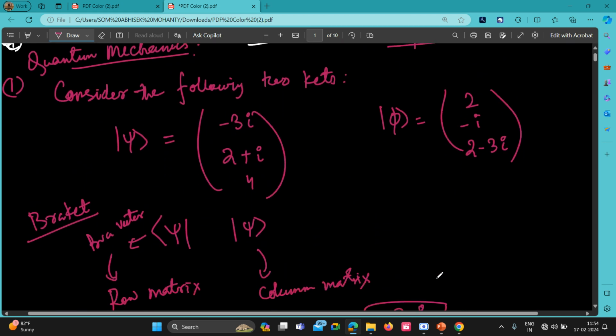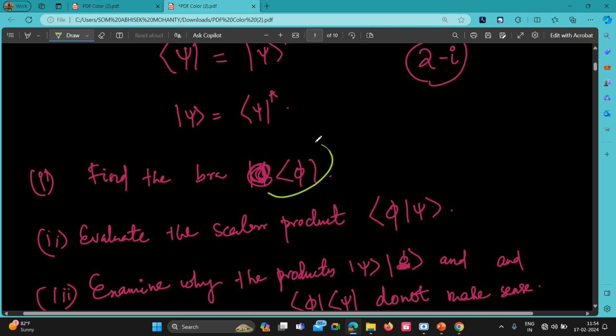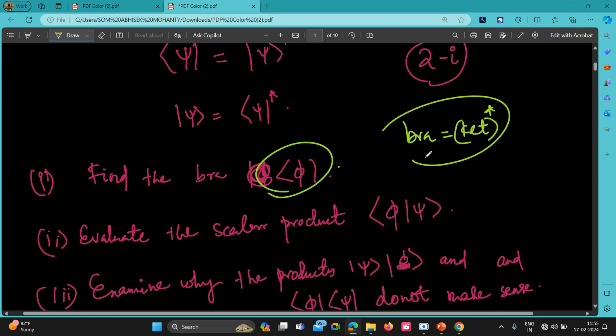Consider the following two kets. So you are given two kets here, right? And you have to find the bra vectors. First question is you have to find bra phi, right? Let's try. As I've told you, bra means the complex conjugate of ket. Okay, so you use this and try to do this question.